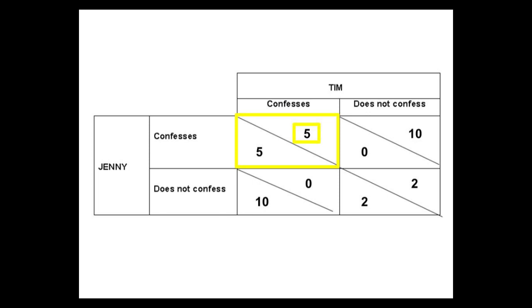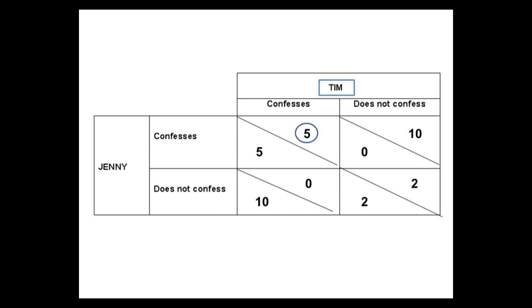We analyse the game one player at a time, so we'll start with Tim, who we'll represent in blue, and we ask the question, what would Tim do if he knew that Jenny was going to confess? He has two options. He can confess as well, and he'd get 5 years in prison, or he could not confess, and he'd get 10 years in prison. The obvious choice is to confess, and so if Tim knows that Jenny is going to confess, he'll confess too, and take 5 years in prison because it's less than 10.